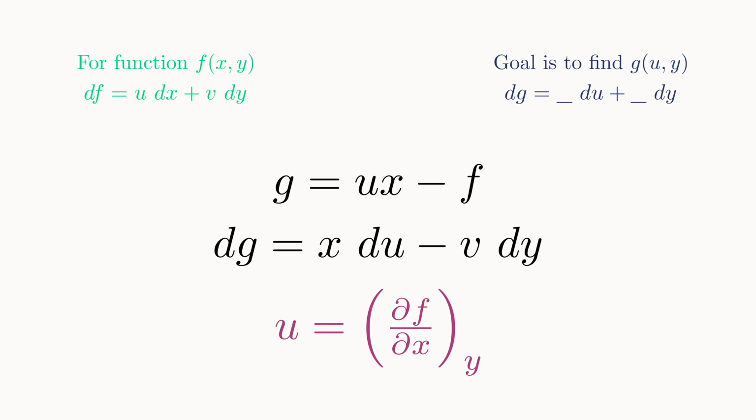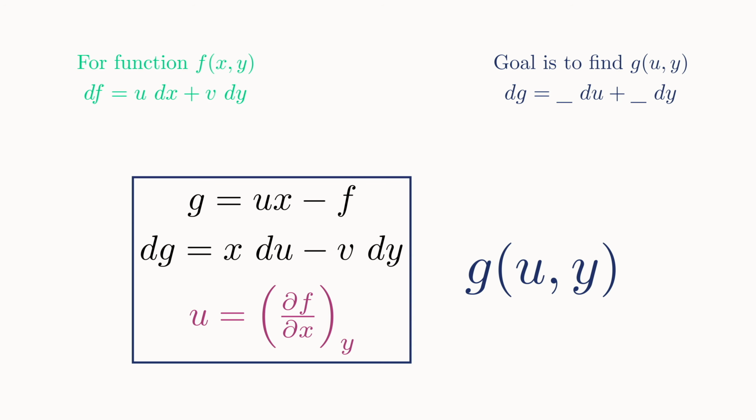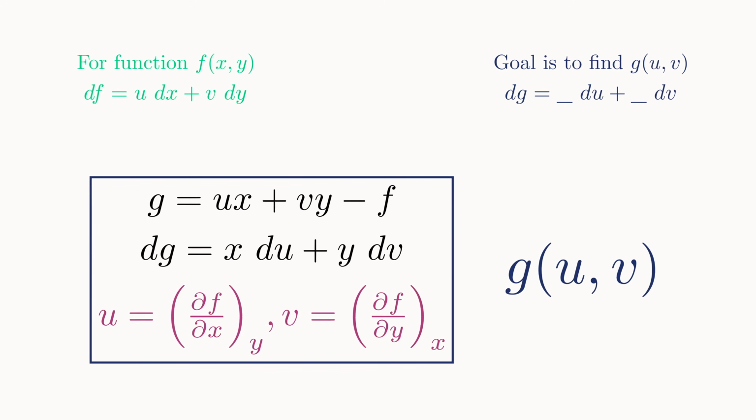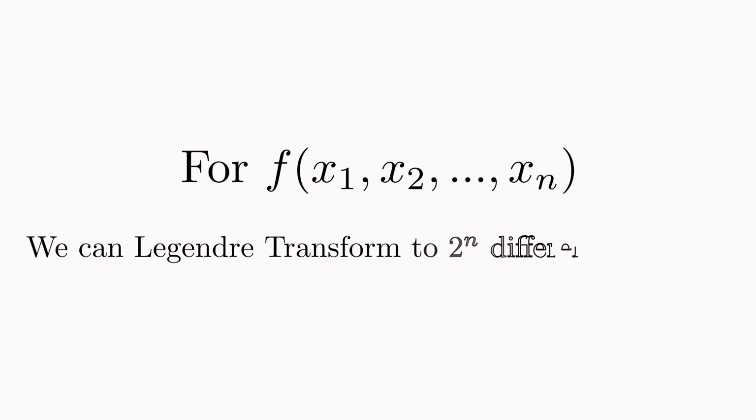If we follow these steps for a convex function f that depends on x and y, we are guaranteed to arrive at a function g that is dependent on u and y. Using similar reasoning, we can also switch to a new function of x and v, or a function of u and v. So depending on how many independent variables the original function depends on, there will be 2 to the n different functions we can transform to.